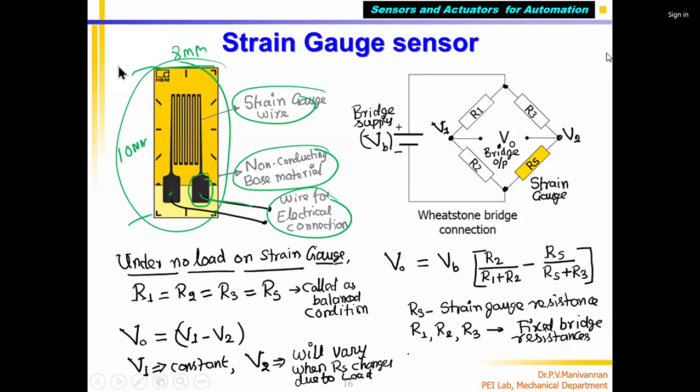Okay. Now, if I take this strain gauge, for example, I have a cantilever. Think like this. This is my cantilever, a rectangular cantilever. It is fixed on a wall.